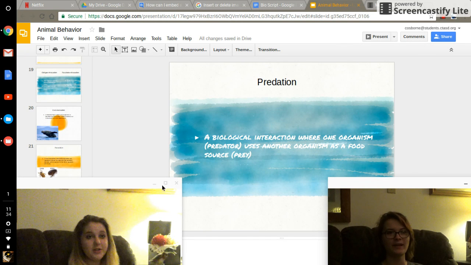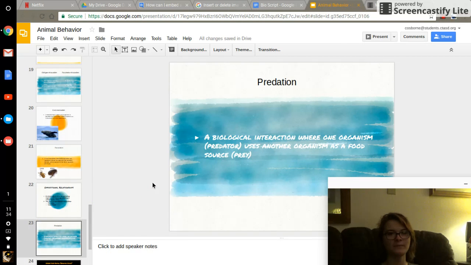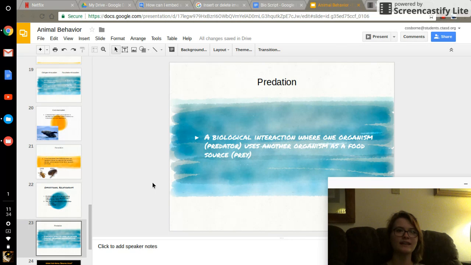Predation, on the other hand, is a biological interaction where one organism, the predator, of an unlike species uses another organism of another unlike species as a food source, the prey. In ecology, predation is a natural method of population control. You would see predation with a lion and a zebra, predator and prey.